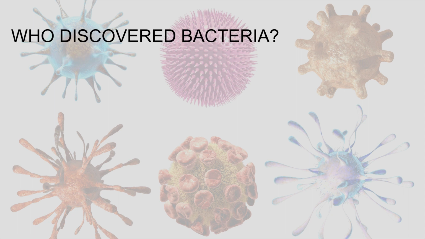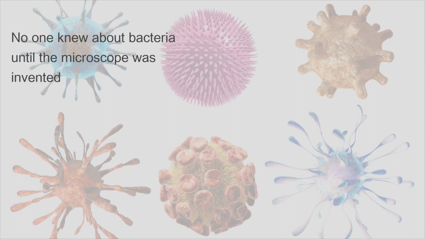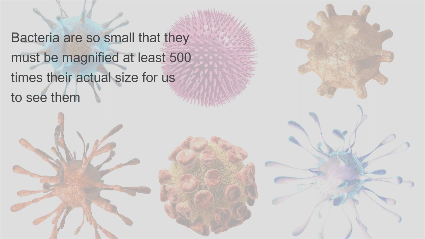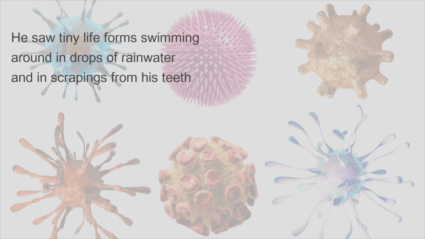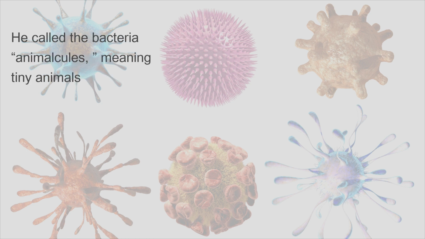Who discovered bacteria? No one knew about bacteria until the microscope was invented. Bacteria are so small that they must be magnified at least 500 times their actual size for us to see them. A Dutch microscope maker named Antony van Leeuwenhoek in the 1670s was the first person to see bacteria under a microscope. He saw tiny life forms swimming around in drops of rainwater and in scrapings from his teeth. He called the bacteria animalcules, meaning tiny animals.